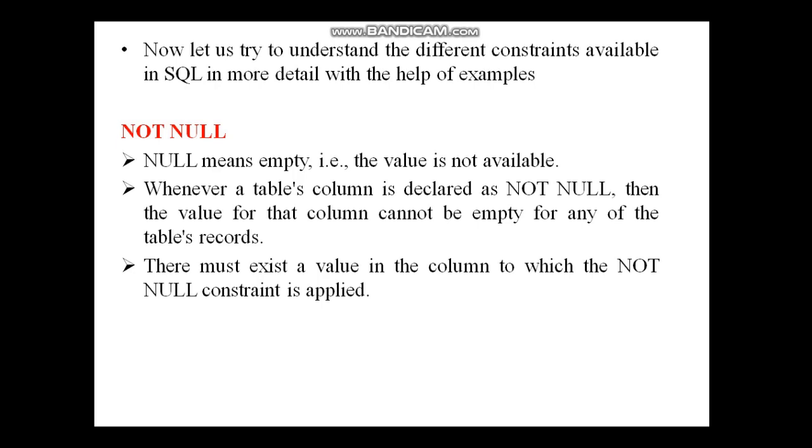Not null. What is the meaning of not null constraint? See here, the meaning of the word null, N-U-L-L, is empty. That means the value is not available. Whenever a table's column is declared as not null, then the value for that column cannot be empty for any of the table's records. There must exist a value in the column to which the not null constraint is applied.